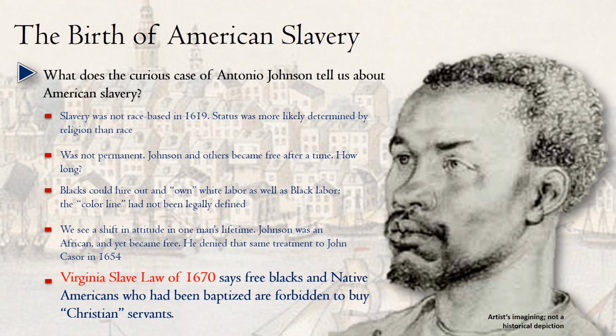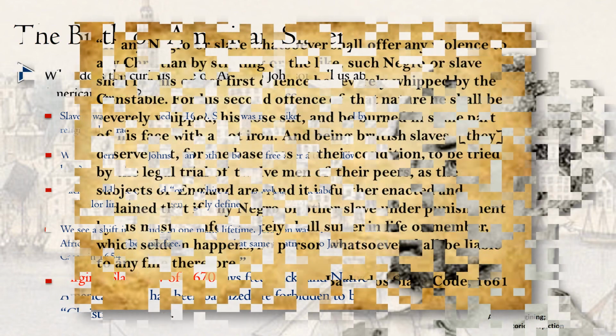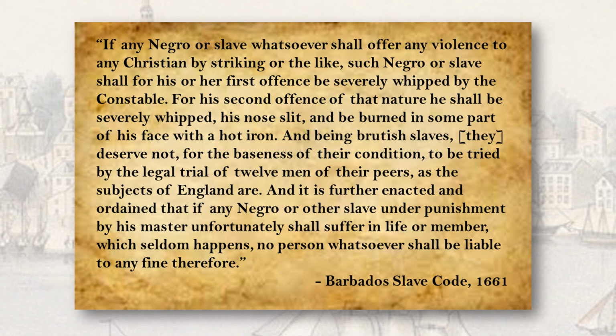Okay? Let's look a little bit closer at some of the documents that show us the development of slavery in America. So take a look at this first document, which is excerpted from the Barbados Slave Code of 1661. As you know, Barbados was an English colony, which was primarily used for the cultivation of sugar and then rice, and it was heavily dependent on slave labor for its continued operations. So let's look at this.